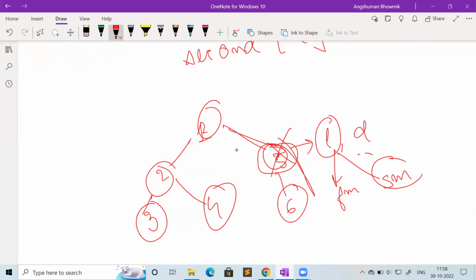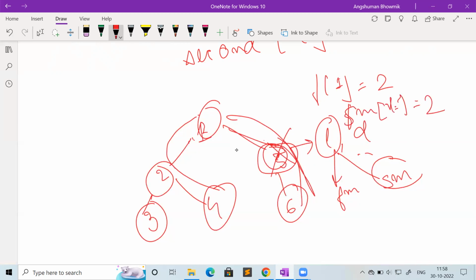In our case, second maximum at level L is also 2. Because the first maximum, if it is this, then second maximum can be this. So first maximum of level 1 is equal to 2, and second maximum is also 2. So it might happen that both first maximum and second maximum are equal. That means there are 2 branches for that node which go up to the same height. So the answer for this particular query would be level of 5 plus second maximum at level of 5 minus 1.